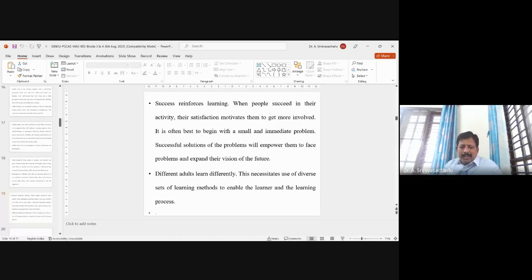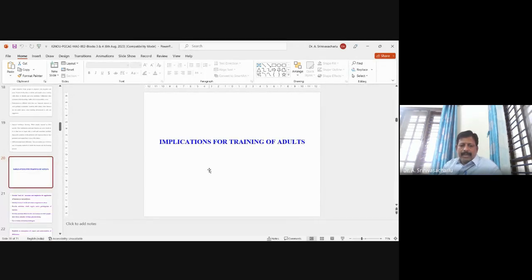According to the caliber of the slow adult learners, you consider their individual differences and their needs, and accordingly you teach them. Different adults learn differently. That means we need to use different learning methods to enable them to learn quickly. Next, implications.